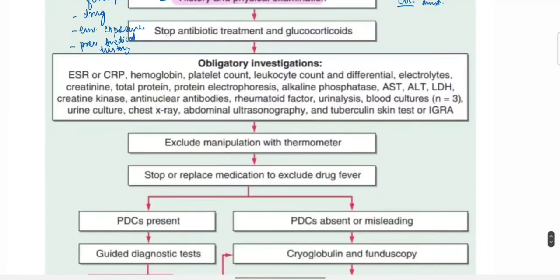The next step is to stop the antibiotic treatment and glucocorticoids, since blood and other cultures are not reliable if the patient is on antibiotic treatment. And in case of glucocorticoid therapy, if the patient has lymphadenopathy, then glucocorticoids can decrease the size of the lymph node.